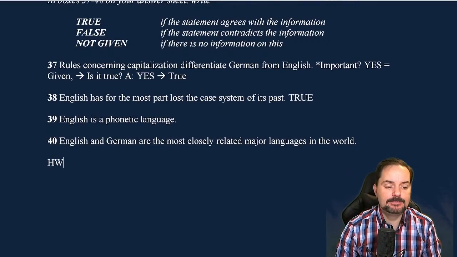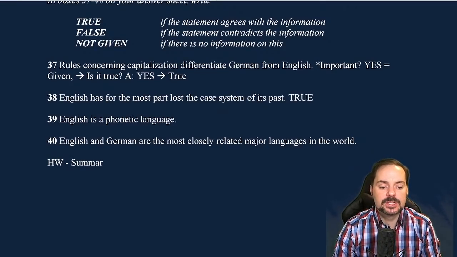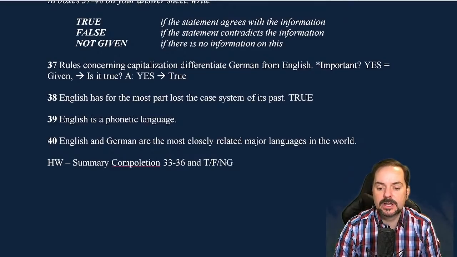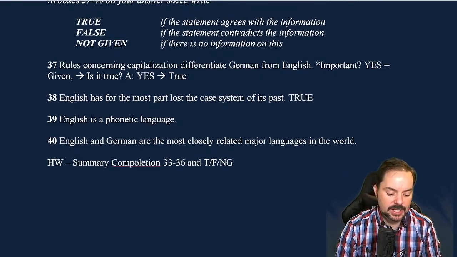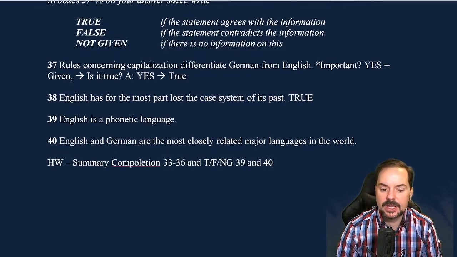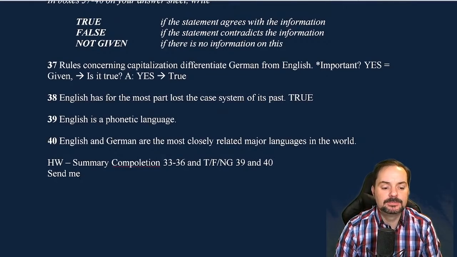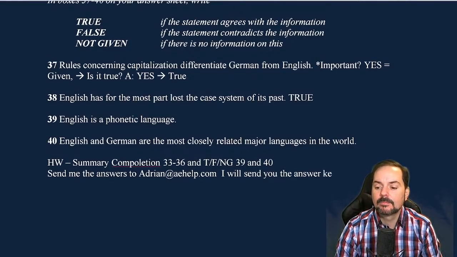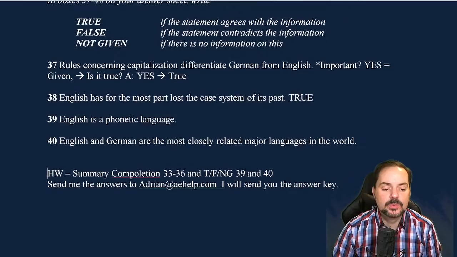So homework time, okay? So summary completion, 33 to 36. And true, false, not given, 39 and 40. Okay. Send me the answers to Adrian at aehelp.com and I will send you back the answer key. Okay. So try those ones on your own.